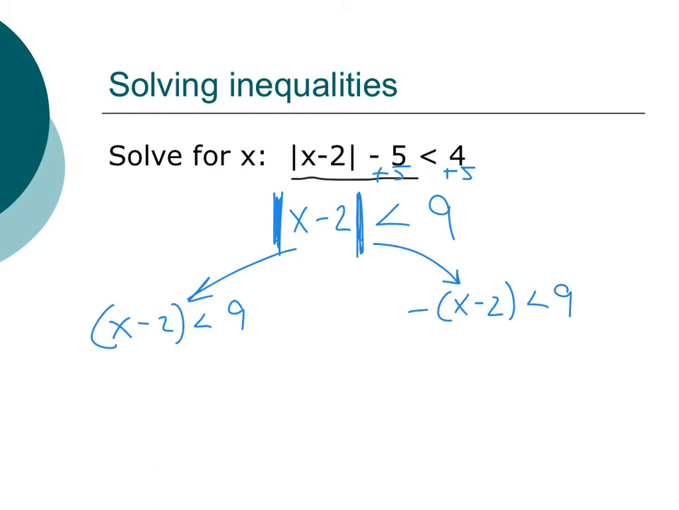So we solve this two different ways. So let's start on the left. It's super easy. We just add 2 to both sides. So therefore, x must be less than 11.